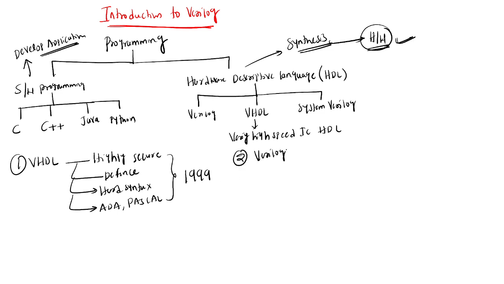Next is Verilog. By using Verilog, we can do 90% design, but only 10% verification. It mainly follows C syntax and is easy to learn. If you know the C language, then you can easily learn Verilog. It was standardized around 2001.